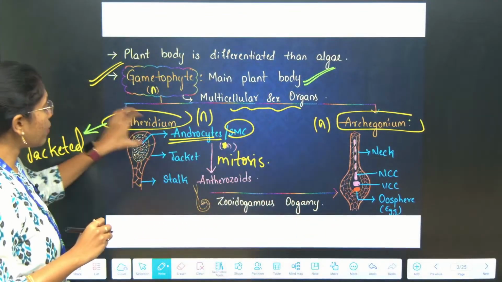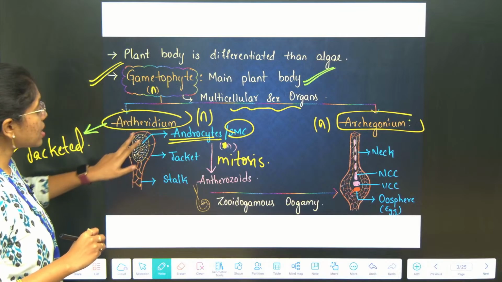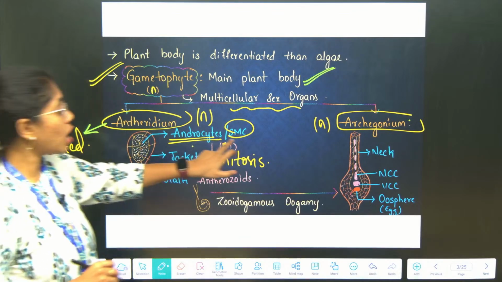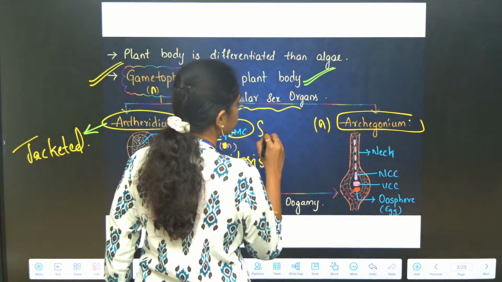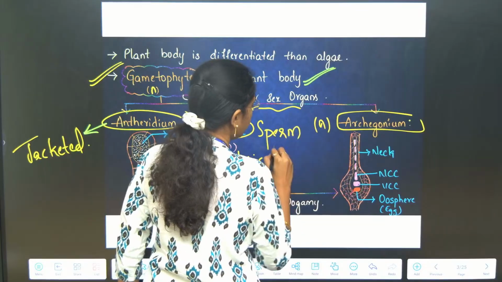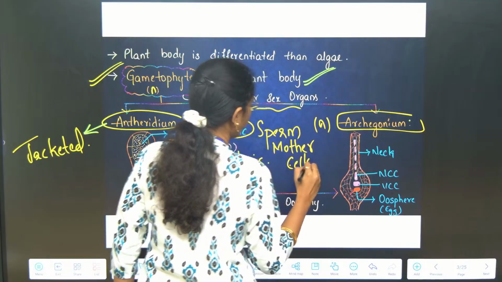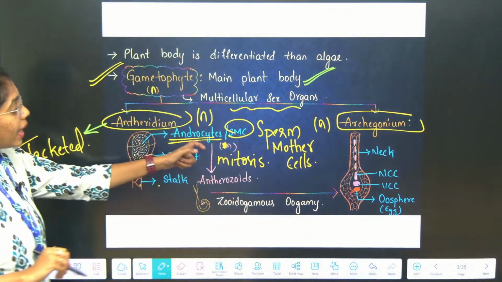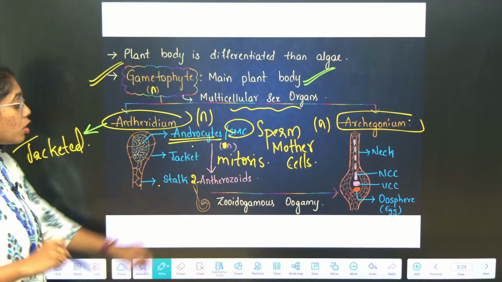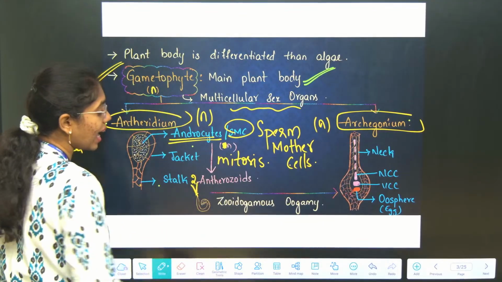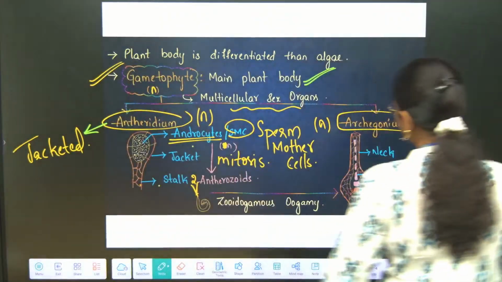This is covered by a jacket, a sterile jacketed sex organ. Inside the antheridium you have androcytes or sperm mother cells. These are what? Sperm mother cells. They undergo mitosis and release antherozoids. Antherozoids have flagella and they exhibit zooidogamous oogamy.